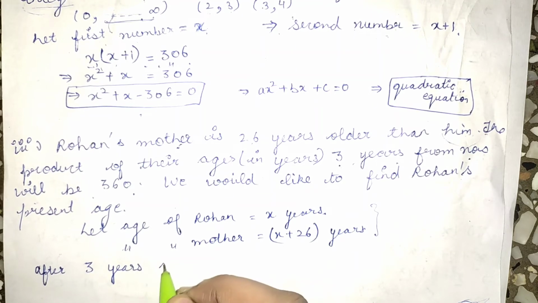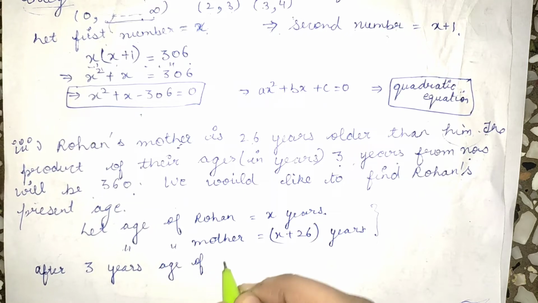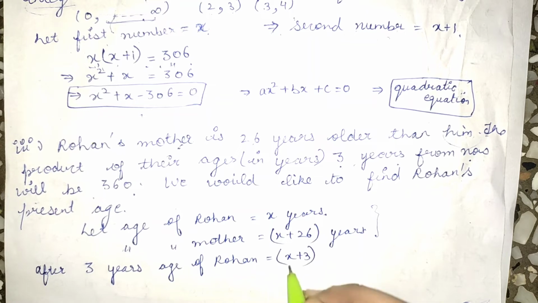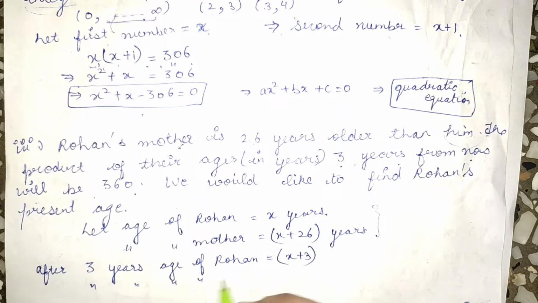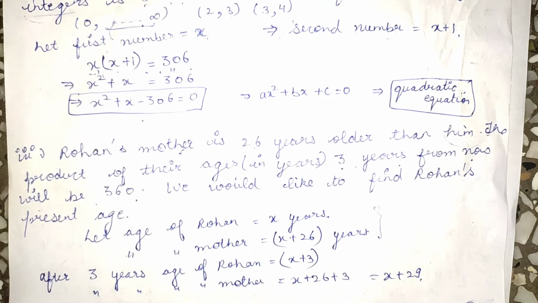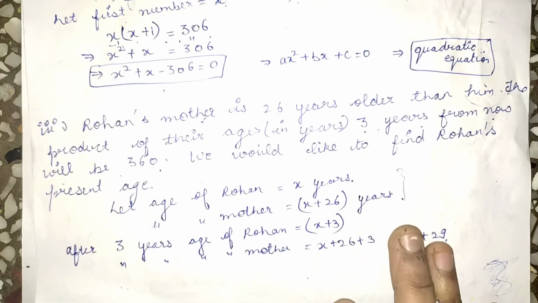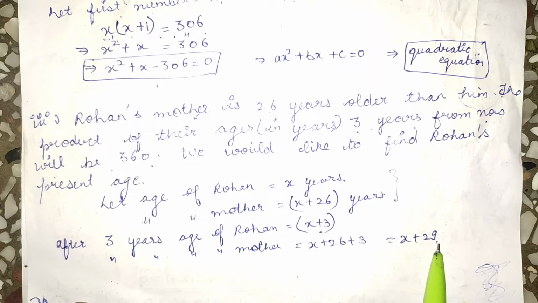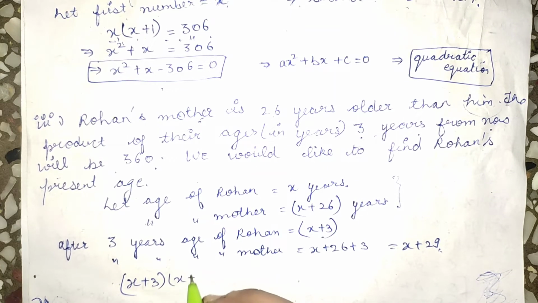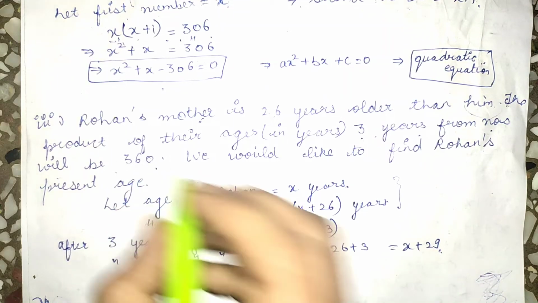After 3 years, age of Rohan will be what? Age of Rohan will be equal to x plus 3, and similarly age of mother will be equal to what? x plus 26 plus 3, that means x plus 29 years. Okay, and as per given condition, the product of their ages after 3 years, that means (x plus 3) into (x plus 29), this is equal to 360.